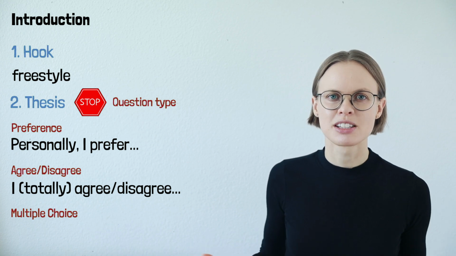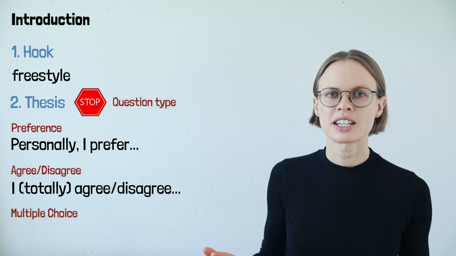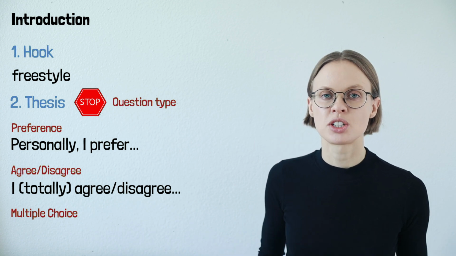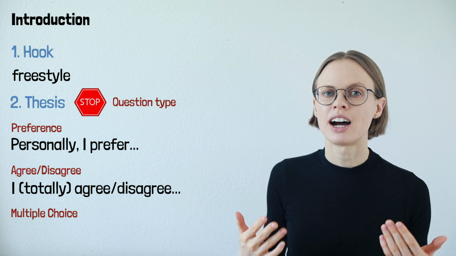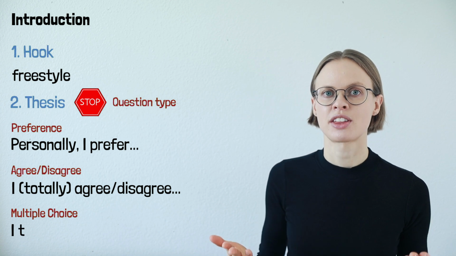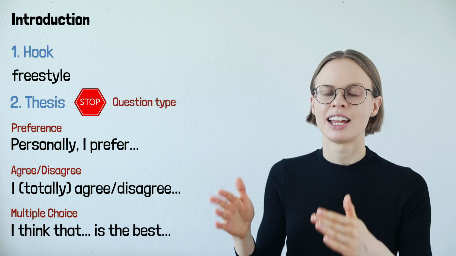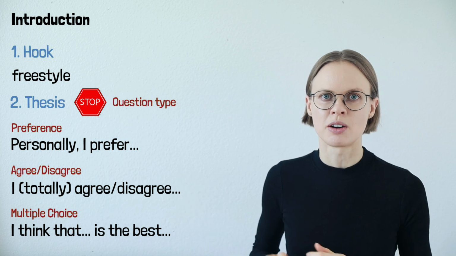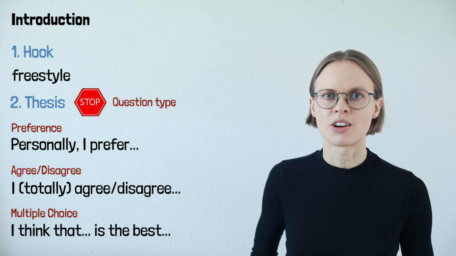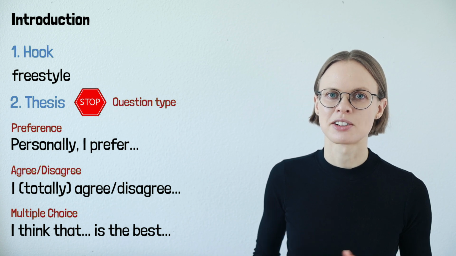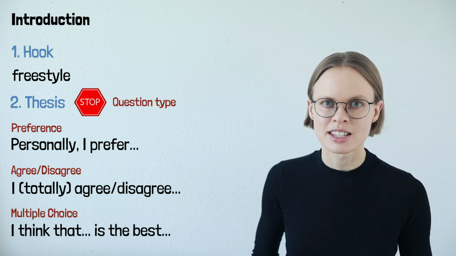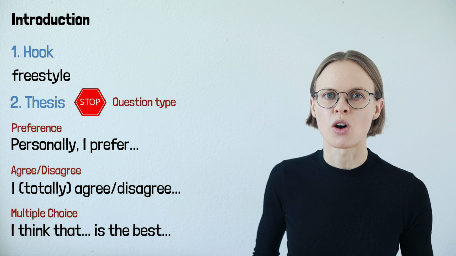If you get a multiple choice question, the question will propose several options and you have to choose an option and say why this option is the best. You can write I think that blah blah blah is the best, and then you go on. For example, in the video where I showed you how to write an essay for a multiple choice question, I said I think that exams are the best method of assessment.